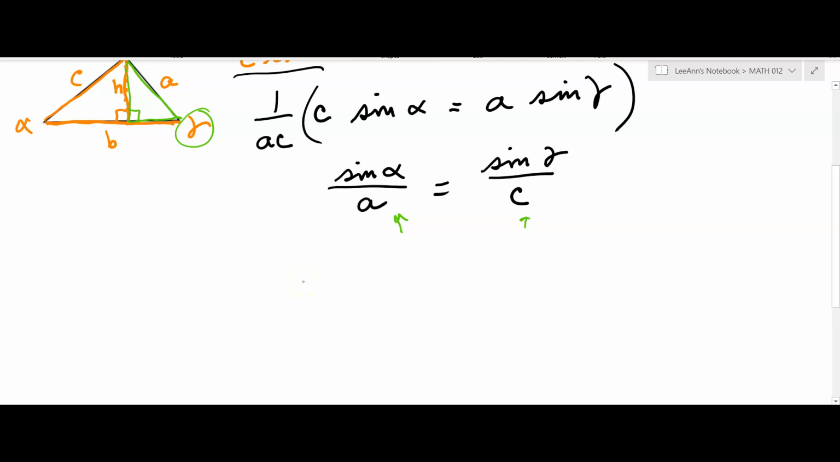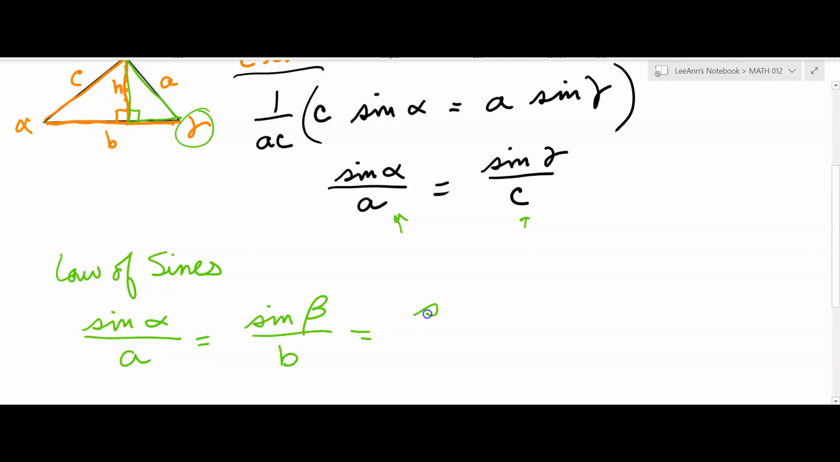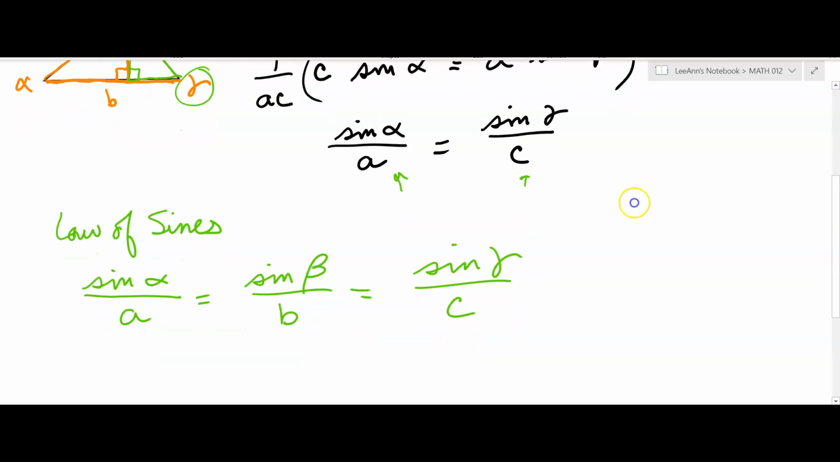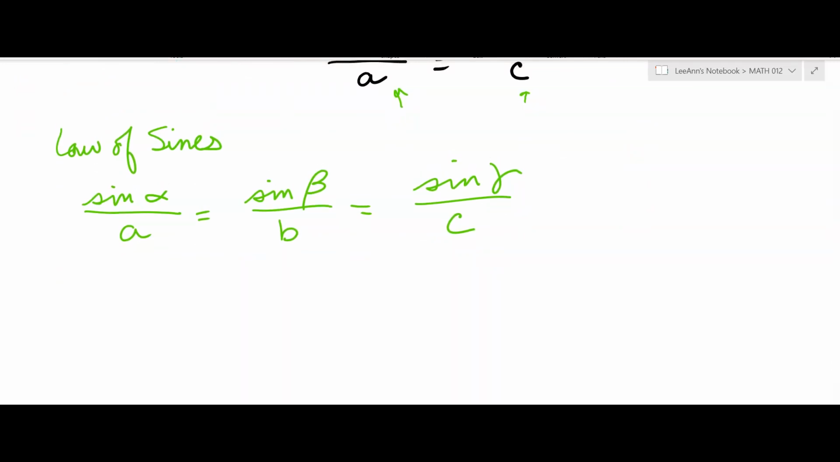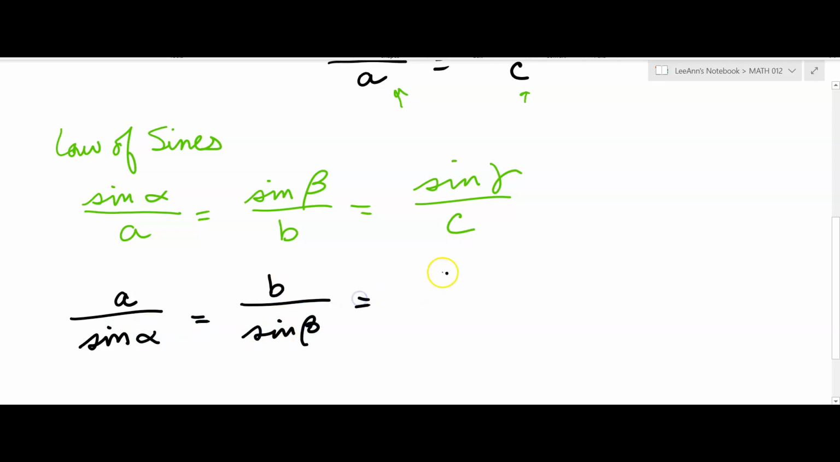And so here's the law of sines. It says sine alpha over A is equal to sine beta over B, which is equal to sine gamma over C. You can also write the reciprocals. If you want it the other way, you can write A over sine alpha equals B over sine beta equals C over sine gamma.